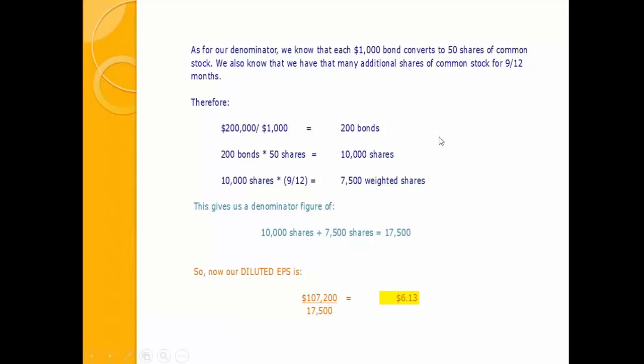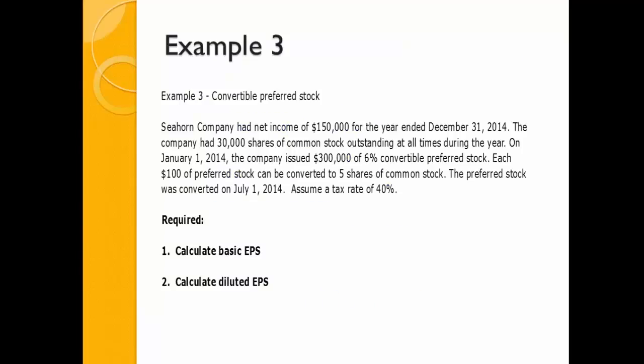So let's continue on to the next illustration. The next illustration is we have Seahold Company has a net income of $150,000 for the year ending December 31st, 2014. The company has 30,000 shares of common stock outstanding at all times during the year. On January 1st, 2014, the company issued 300,000 shares of 6% convertible preferred stock.